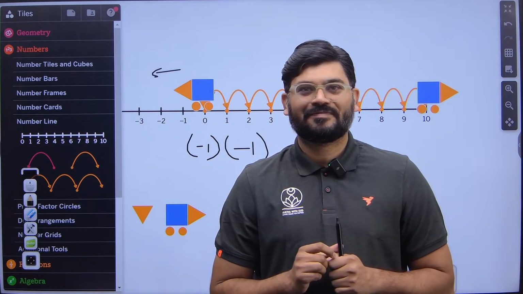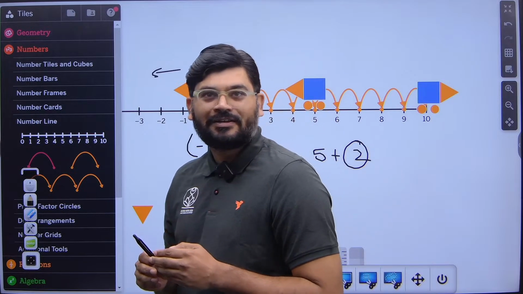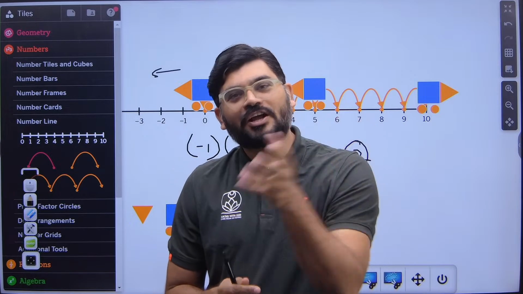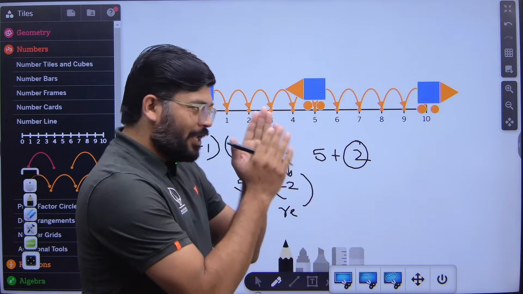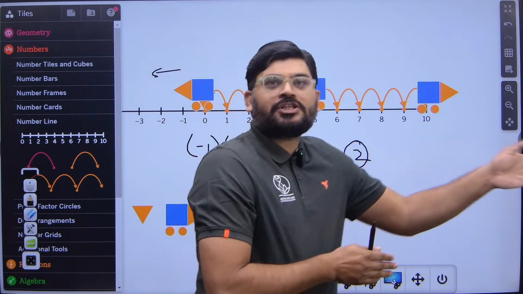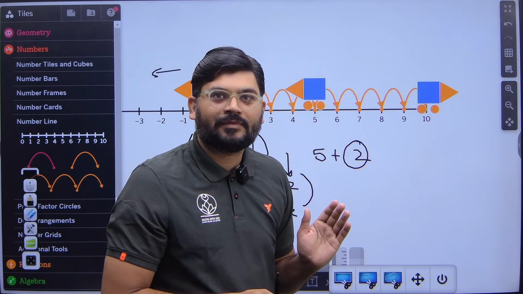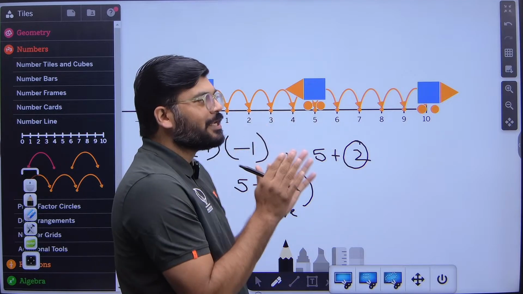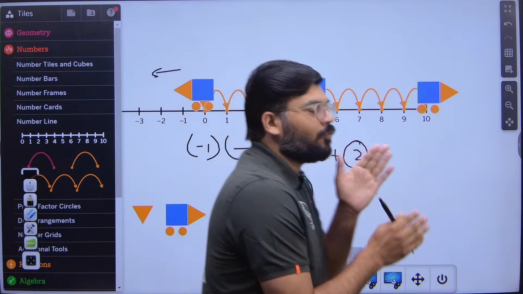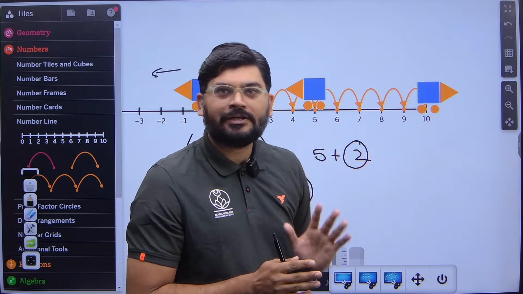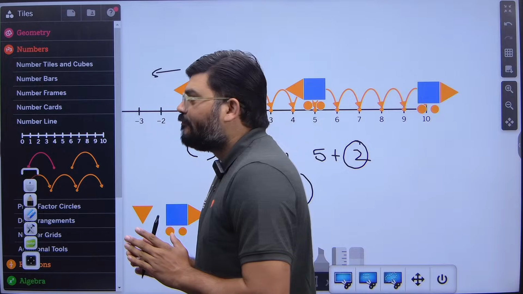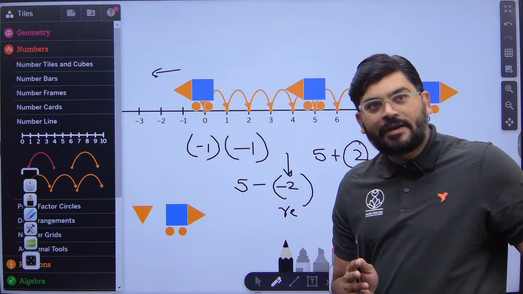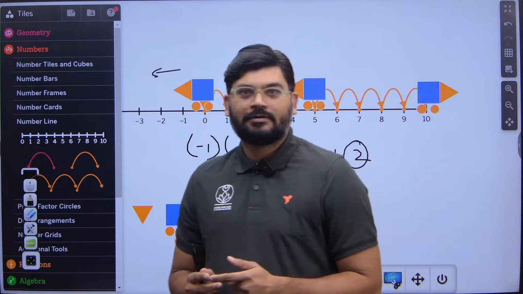Understood? A little bit of confusion. Don't worry, let me explain, then your confusion will go. See, if I am facing the positive direction and moving forward, where will I go? In the positive direction. When I am facing towards the negative direction and moving backward, what does it mean? I am again moving in the positive direction. Are you getting it?